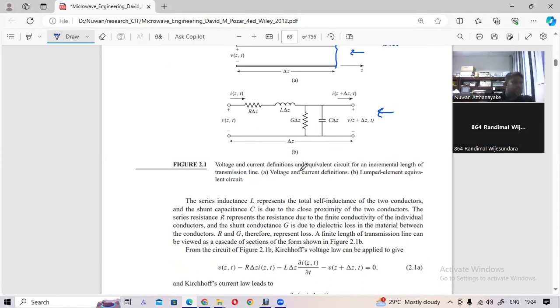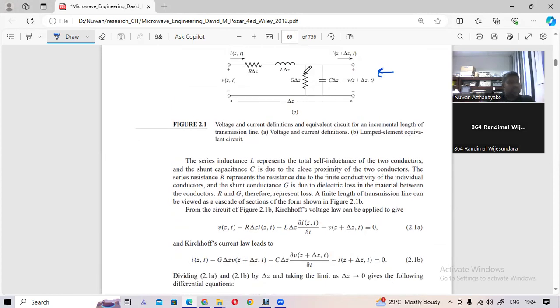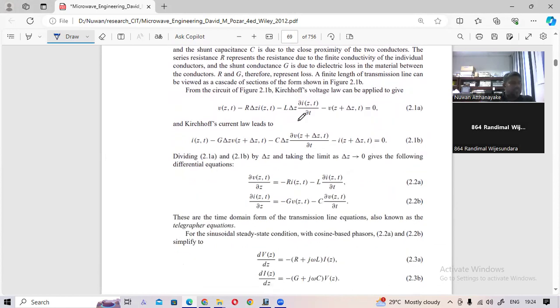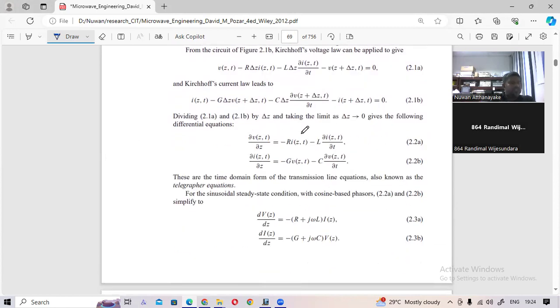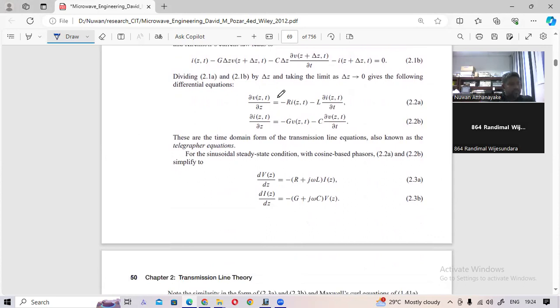Then maybe you can apply Kirchhoff's law to this one, and you can get some equations. These are differential equations in the time domain, known as the telegraph equations. We don't need these things. Don't worry, you don't need to remember them because questions will not come in this area. But you can see these things.